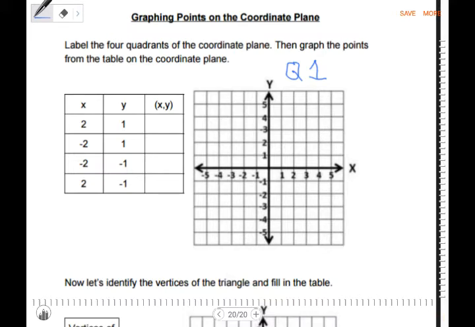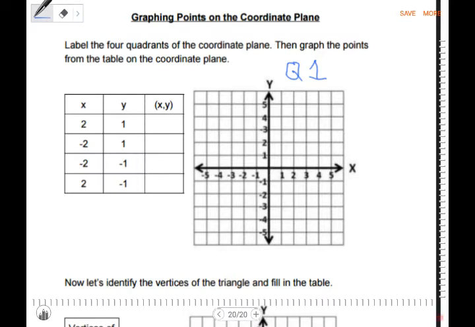Okay, let's talk for a minute about the 2 axes. The x-axis is the horizontal axis that goes across the middle, and the y-axis is the vertical axis that goes up and down. They cross at the point 0x, 0y, and that point is called the origin of the graph. Whenever we're looking for points, we're going to start from the origin.